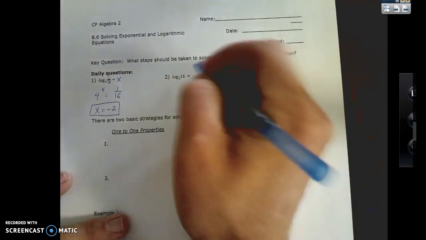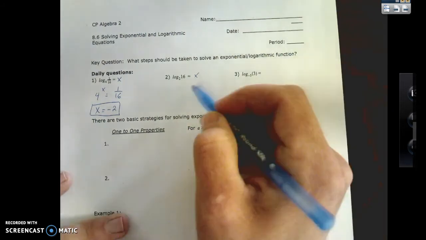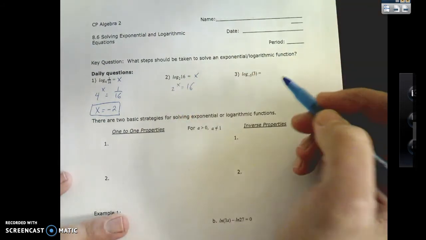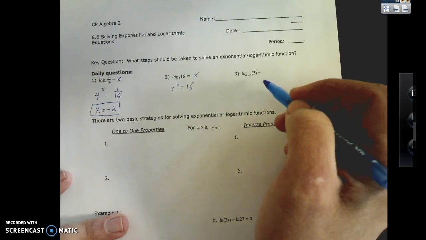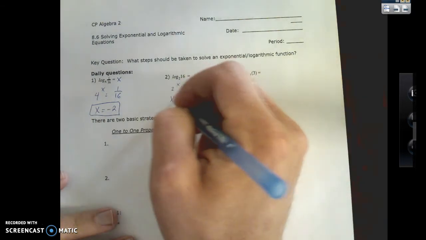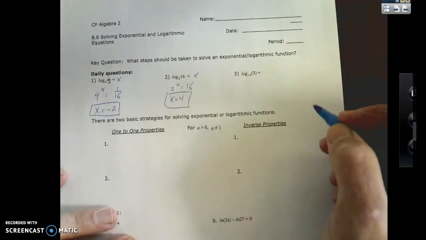Here, 2 raised to the x power equals 16. Well, 2 raised to what power gives you 16? 2 times 2 is 4, times 2 is 8, times 2 is 16. So that's the fourth power.